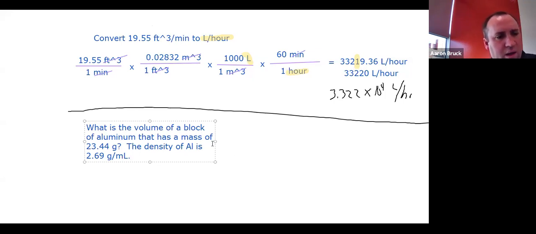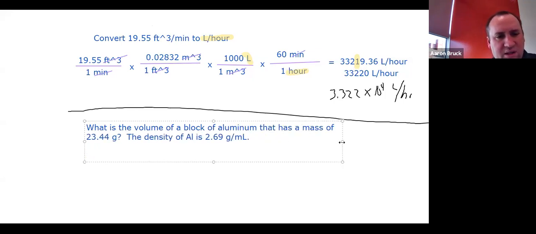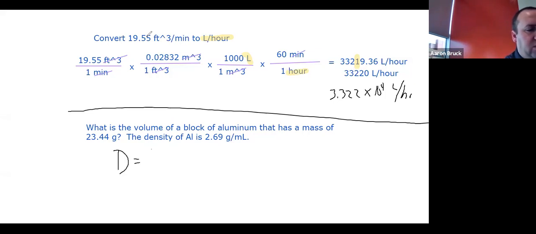Okay, haven't talked a lot about density, but a good place to bring it in here. What is the volume of a block of aluminum that has a mass of 23.44 grams? The density of aluminum is 2.69 grams per milliliter. Well, for density, we have to think about and include that density equation. The equation for density is that density is equal to the mass of an object divided by the volume of that object.